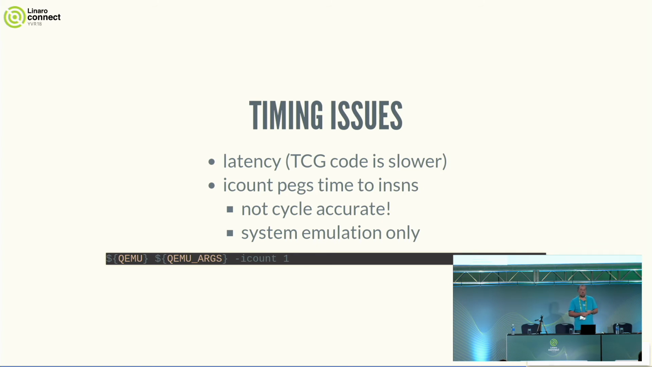But we do have a solution for this. It's called iCount. The iCount basically, instead of reporting time as the wall clock time of the host system that you're running on, now reports time based on the number of guest instructions you've executed. Now, it's important to point out this isn't a cycle-accurate emulation of the guest instructions, but it does give you a deterministic way of running your code. So in this case, I think each instruction counts for 1 nanosecond of elapsed virtual time.